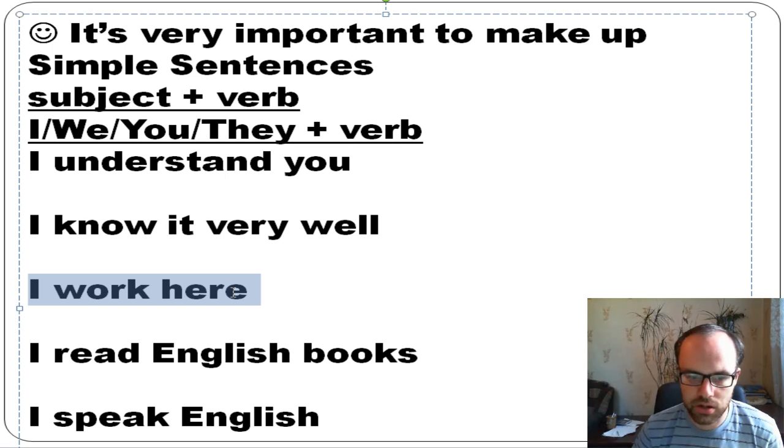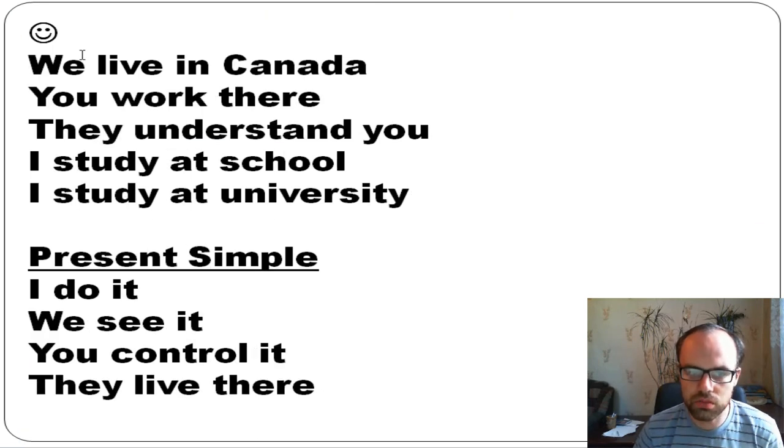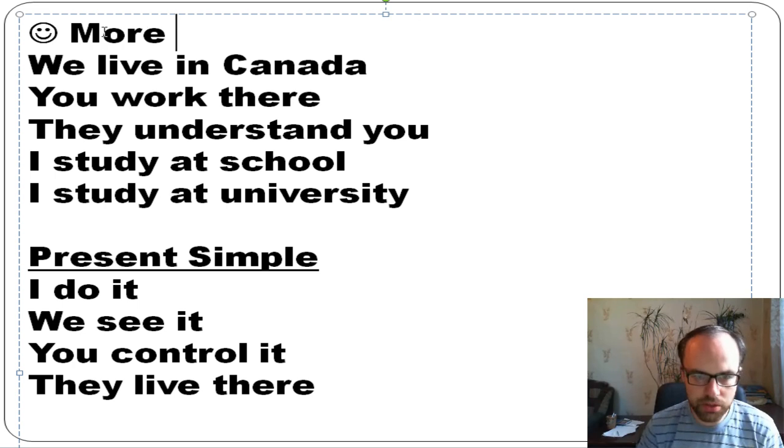I work here. I is a subject and work is a verb. I read English books. I is a subject and read is a verb. I speak English. I is a subject and speak is a verb. Just remember, subject plus verb. So I, we, you, they plus verb. I hope you want more examples. No problem. So more examples for you.